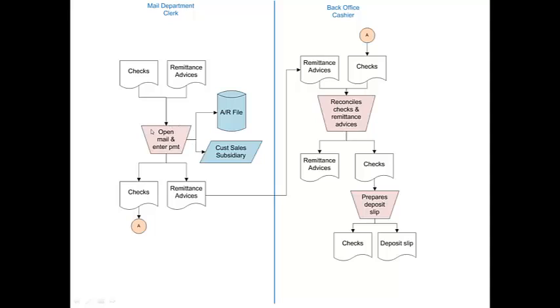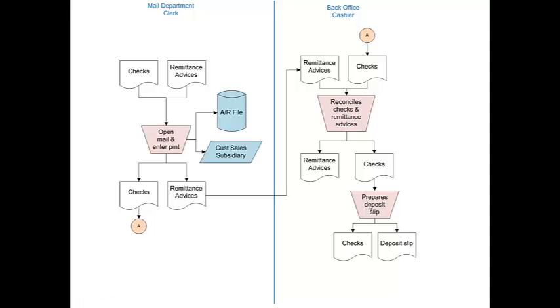But this first process also updated 2 files, and I've got them identified over here on the right. One with the disk file symbol, the other one, since it's an accounting file, it's identified here with the parallelogram. The 2 process symbols on the right are for the back office cashier, and they're written down in the sequence that these 2 processes are performed.